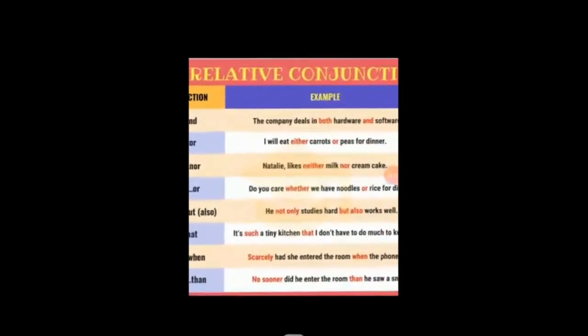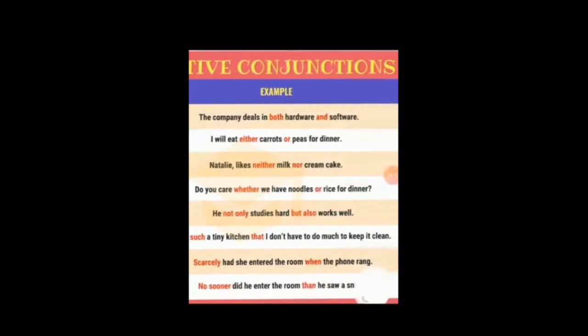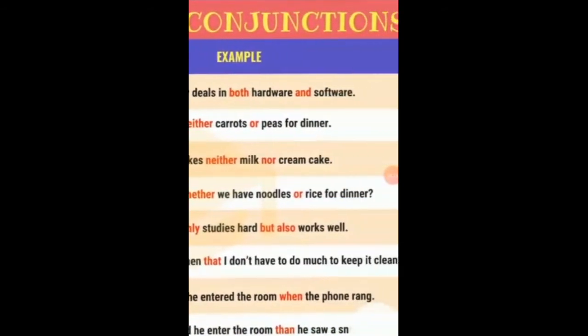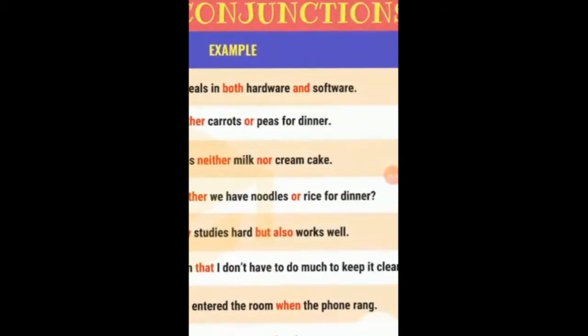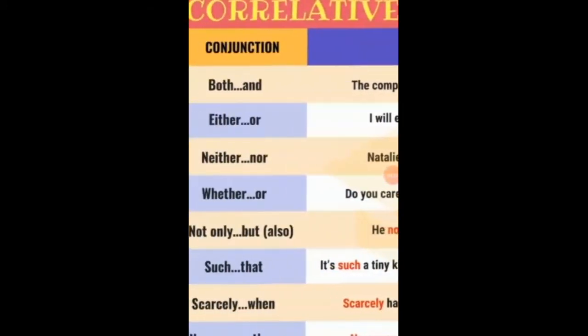Now here are some very good sentence examples to give you a better understanding of correlative conjunction. For example, we have the correlative conjunction both and. See, so how can this be used in a sentence? The company deals in both hardware and software. So you can notice the words in the red ink, both and and. So both and, they are correlative conjunctions.